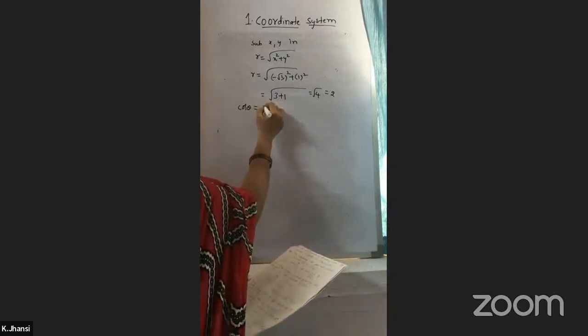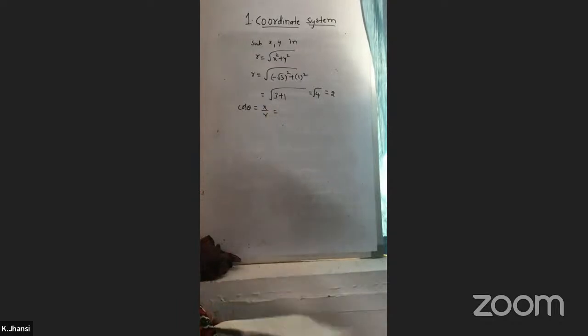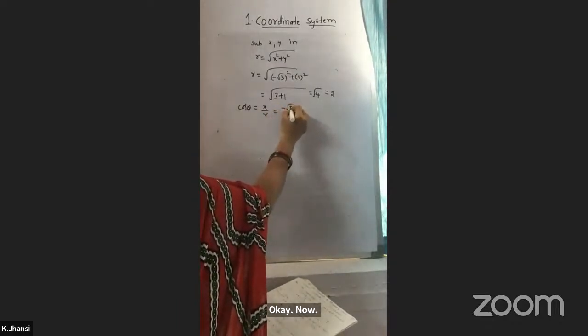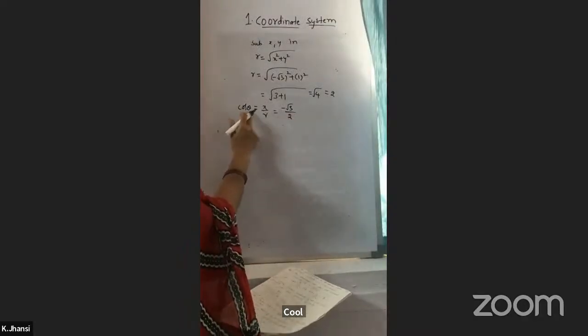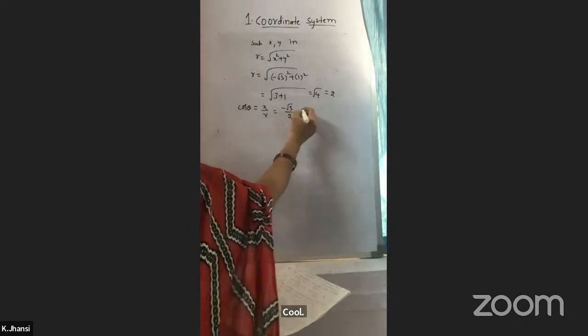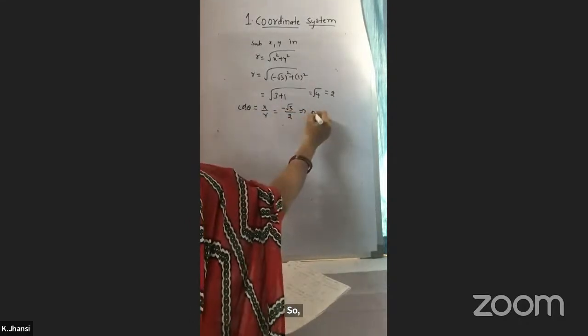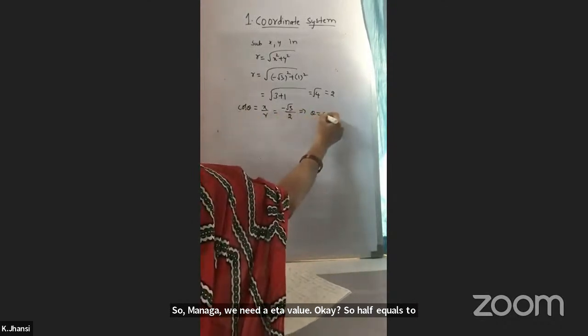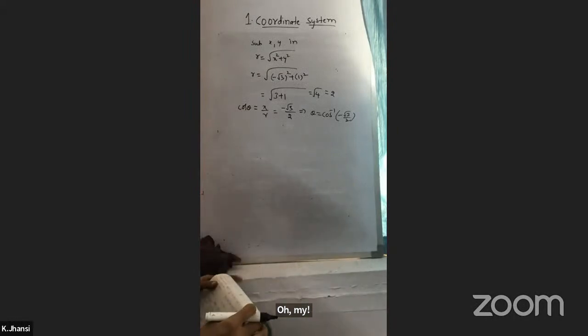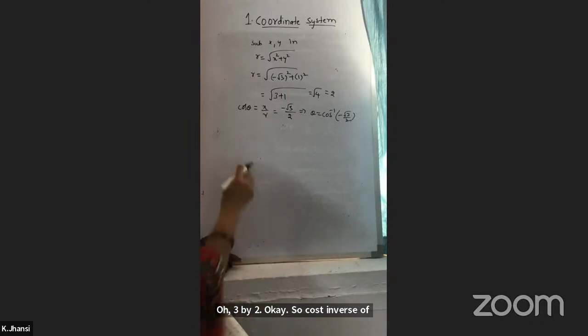ఓకేనా? x by r. So what is x value? Minus root 3 by r, ఎంత వచ్చింది? 2 వచ్చింది. మైనస్ root 3 by 2. So we need theta value. Okay, so cos theta equals minus root 3 by 2 implies theta is equal to, ఈ theta కాబట్టి cos ఇటు సైడ్ వస్తే ఇన్వర్స్ అవుతుంది. Cos inverse of minus root 3 by 2. Okay, so cos inverse of minus root 3 by 2 అంటే మనకి ఒక ఫార్ములాస్ ఉంటాయి.